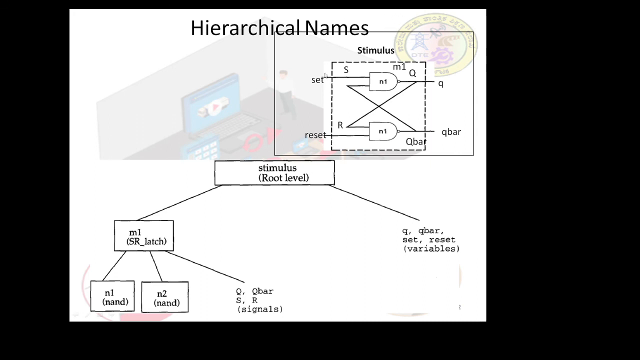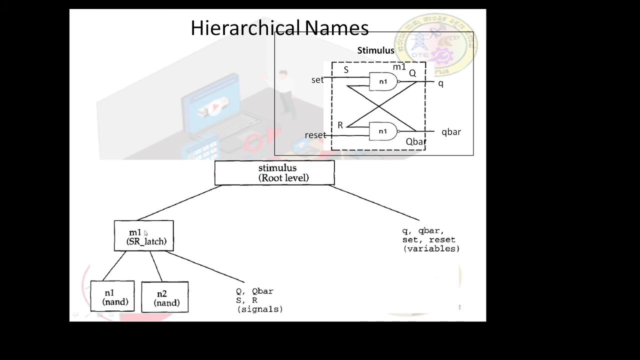Here we have taken an example of an SR latch, wherein the top level stimulus instantiates the SR latch, and the SR latch in turn instantiates two NAND gates. This is the top level stimulus, wherein the outputs are Q and Q bar, and the inputs are set and reset. So the identifiers, the variables, are Q, Q bar, set, reset. These are the identifiers of the stimulus.